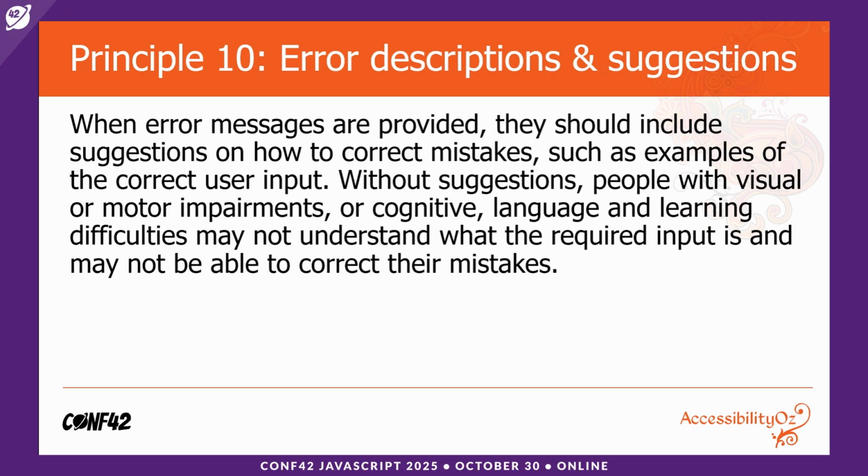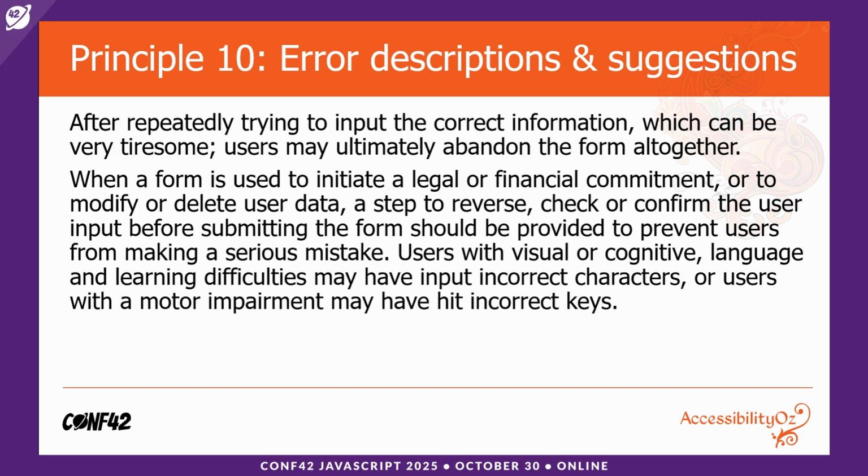When error messages are provided, they should include suggestions on how to correct mistakes, such as examples of the correct user input. Without suggestions, people with visual or motor impairments or cognitive, language and learning difficulties may not understand what the required input is and may not be able to correct their mistakes. After repeatedly trying to input the correct information, which can be very tiresome, users may ultimately abandon the form altogether.